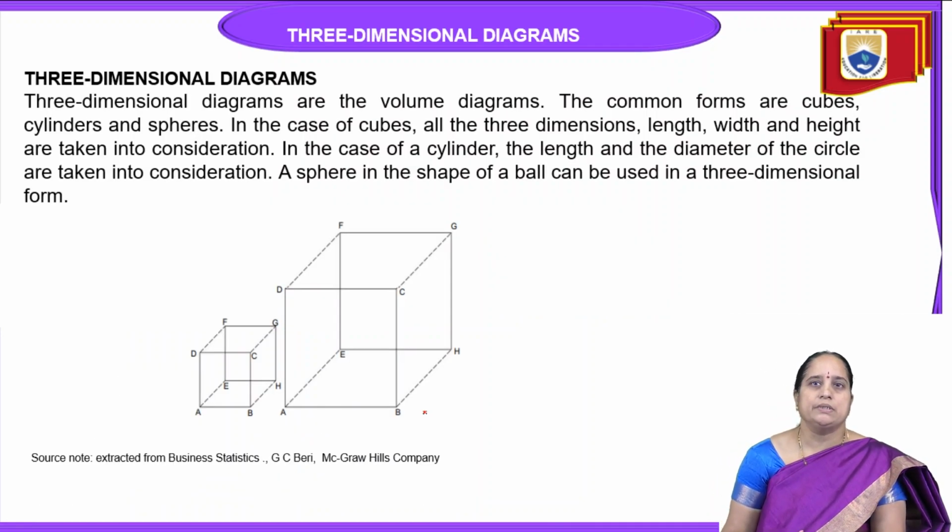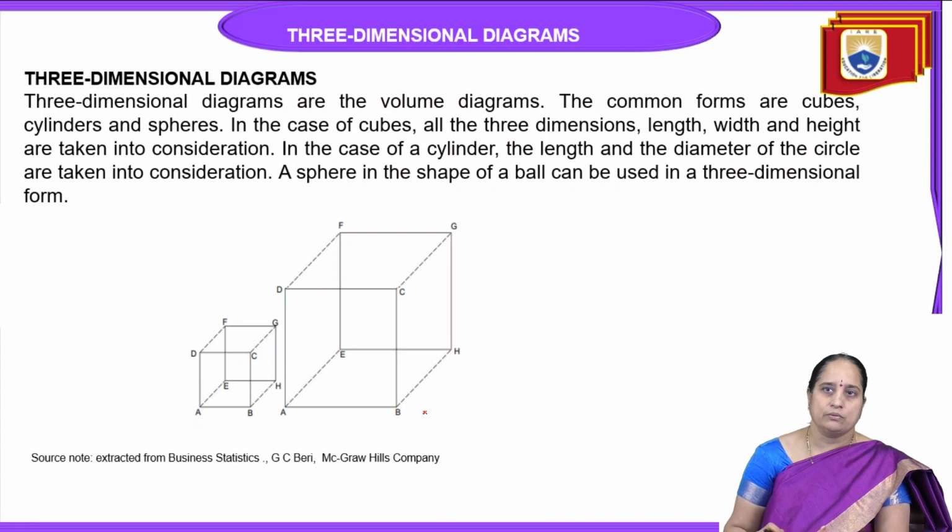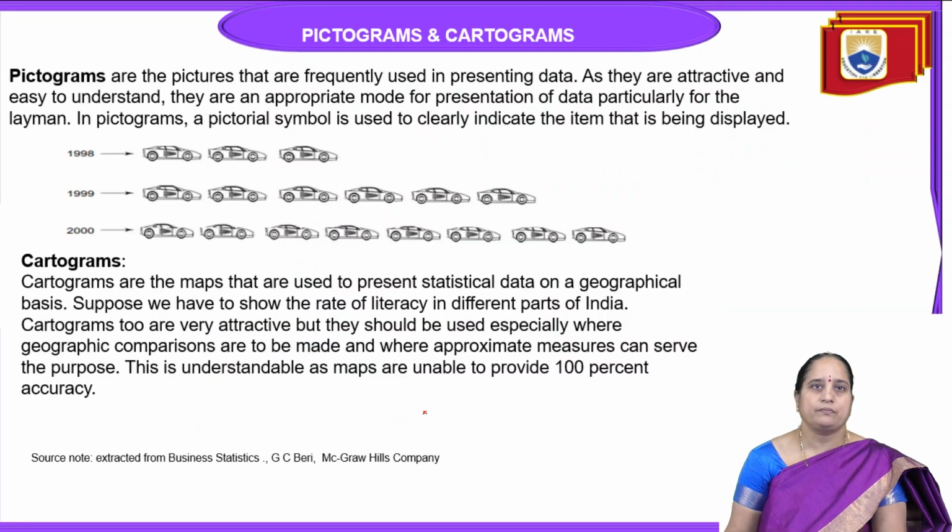The next type is three-dimensional diagrams. So three-dimensional diagrams are also known as volume diagrams. The common forms are cubes, cylinders and spheres. So in case of cubes, all the three dimensions, length, width and height, are included together. And in case of a cylinder, the length and diameter of the circle are taken into consideration. In case of a sphere, the shape of a ball can be used in a three-dimensional form.